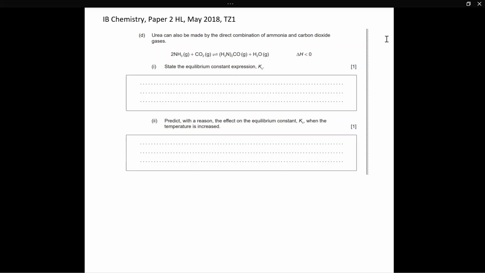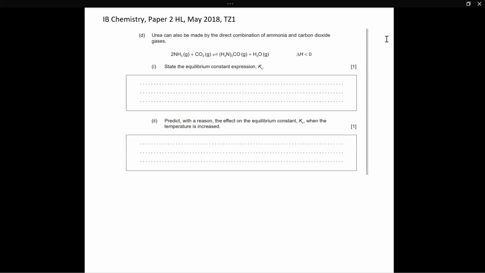It starts off saying urea can also be made by the direct combination of ammonia and carbon dioxide gases. Whatever is prior to this question is irrelevant because, as many of you may know, within question one in a chemistry paper there are so many subparts. I have picked out one specific subpart, so all the information we need is right over here, and I'm going to show you how to solve these questions.